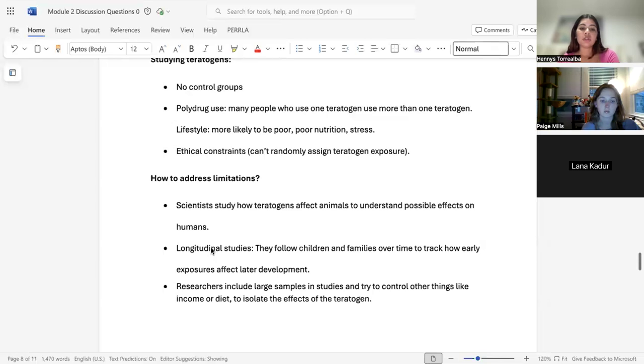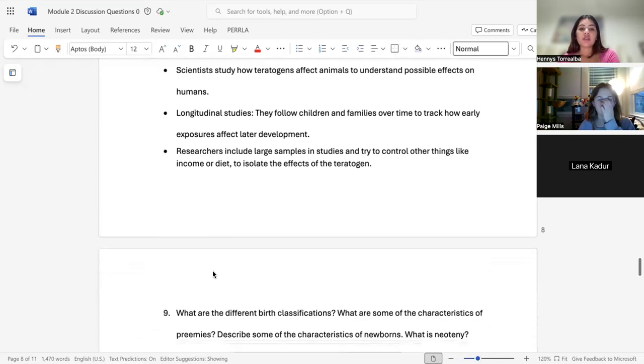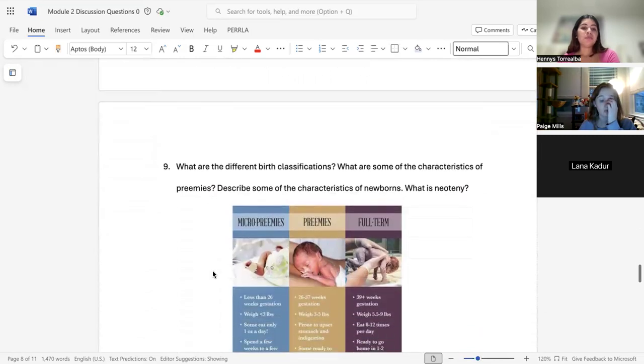And there's also longitudinal studies where they follow them over time. And then researchers use larger samples so they can control for those confounding variables like income or diet, so they can isolate the effects of the teratogen.